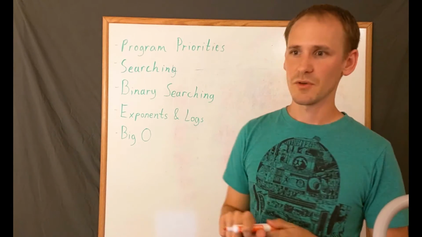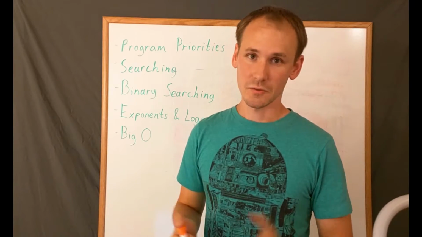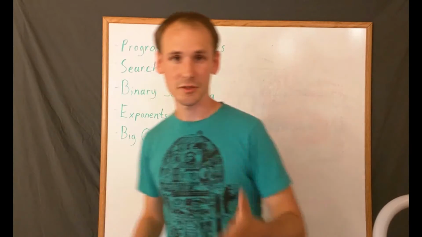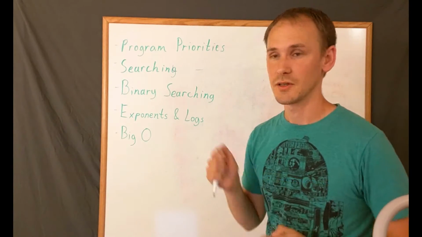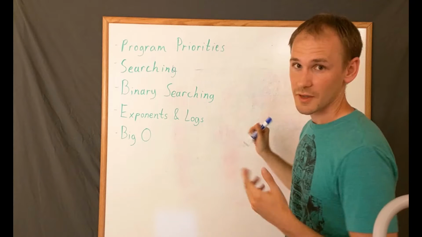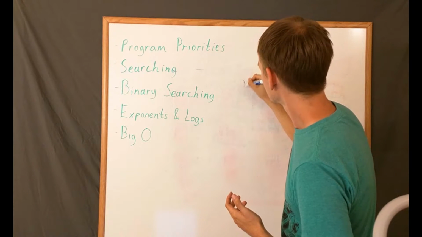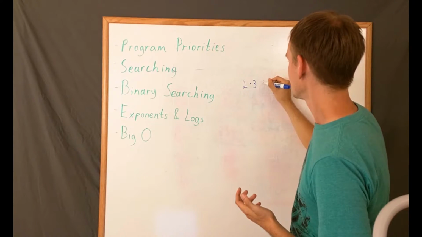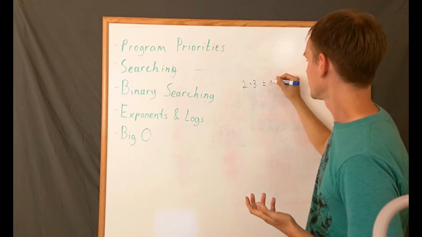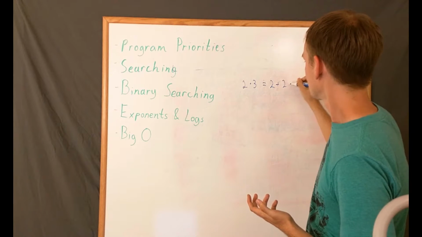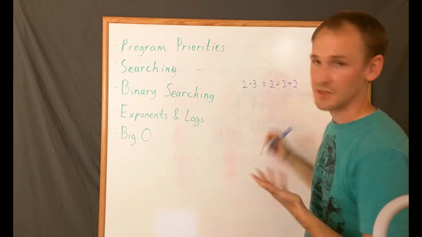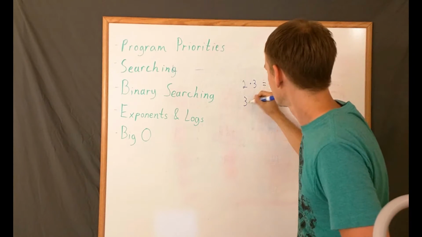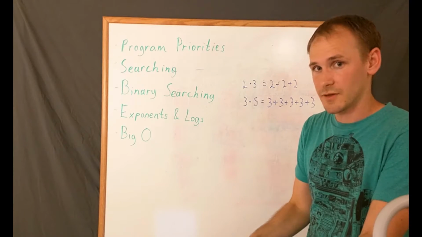So you might remember from grade school that multiplication is just repeated addition. Similarly, powers are just repeated multiplication. So if I have something like 2 times 3, this is the same thing as 2 plus 2 plus 2. Similarly, if I had 3 times 5, this is just 3 added to itself 5 times.